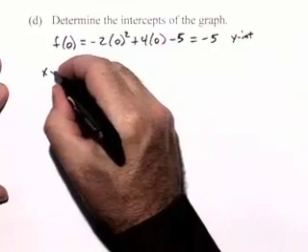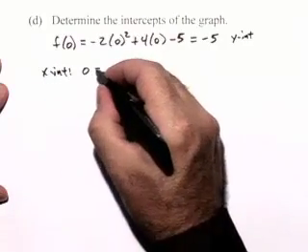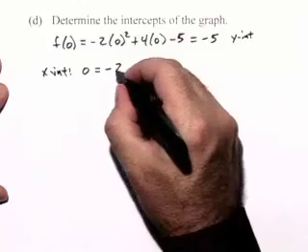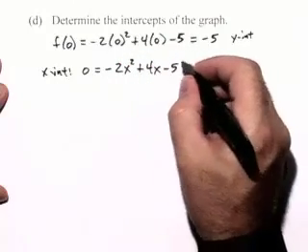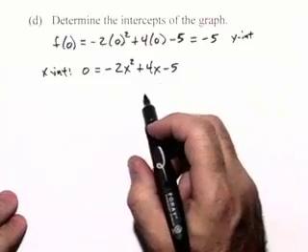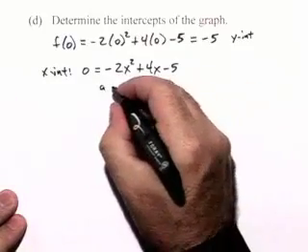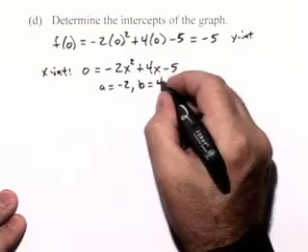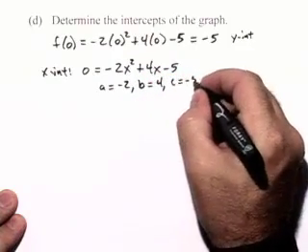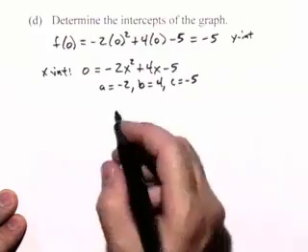To find our x-intercepts, we're going to set our function equal to 0 and solve the resulting equation. So 0 equals negative 2x squared plus 4x minus 5. We'll solve this quadratic equation. We noted earlier that a was equal to negative 2, b was equal to 4, and c was equal to negative 5. So we can use our quadratic formula.